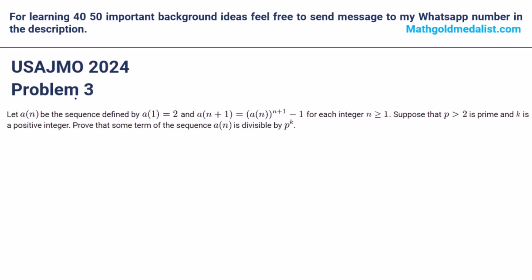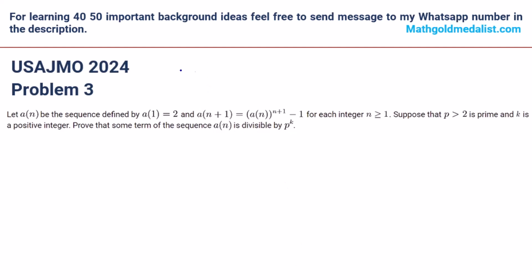JMO 2024 problem 3. Let A(n) be the sequence defined by A(1) equals 2 and A(n+1) is equal to A(n) to the power of n+1 minus 1 for each integer n at least 1. Suppose that p is greater than 2 is prime and k is a positive integer. Prove that some term of the sequence A(n) is divisible by p to the k.